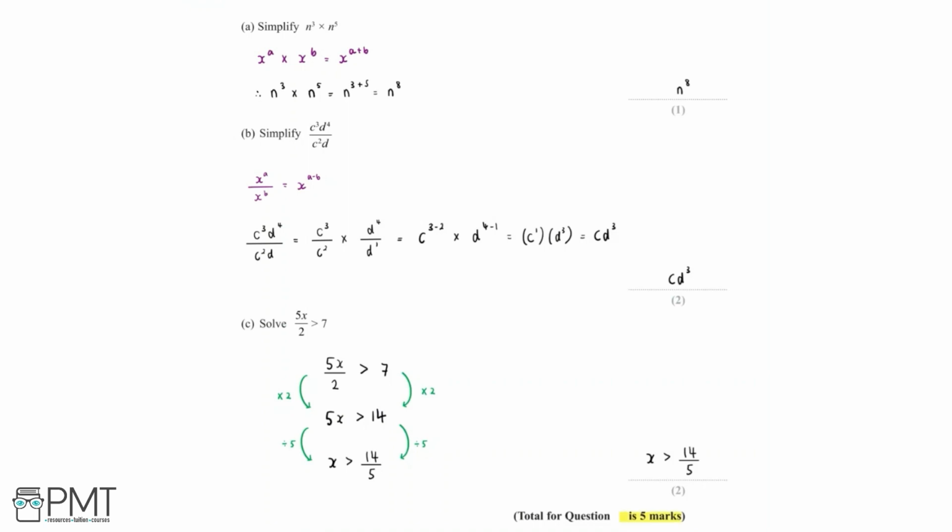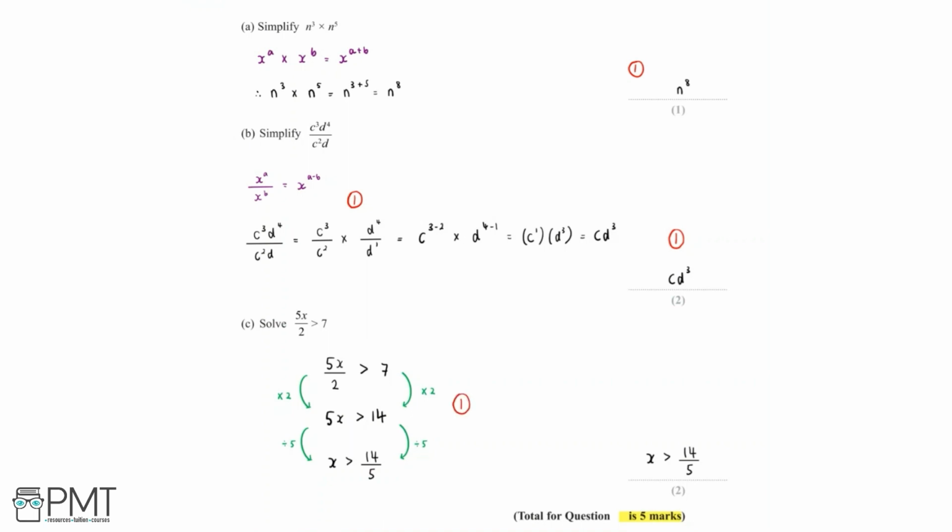Now this question is worth 5 marks. We get the first mark in part A for getting the correct answer of n to the power of 8. We get the second mark in part B for splitting up our fraction in order to begin to simplify this. We get the third mark for getting the correct answer of cd cubed in part B. We get the fourth mark in part C for multiplying both sides by 2 and for saying that 5x is greater than 14.